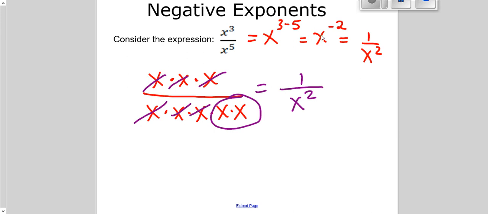So this is why our negative exponent rule works. What it's saying is when you get an answer that's negative, those x's actually are in the denominator. So that's where we can put them, okay?